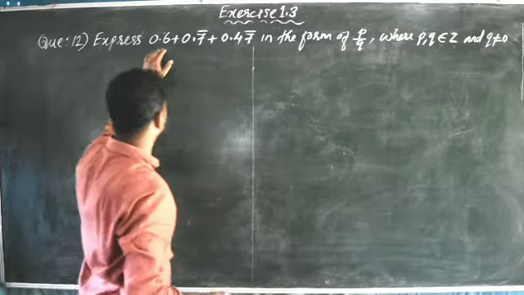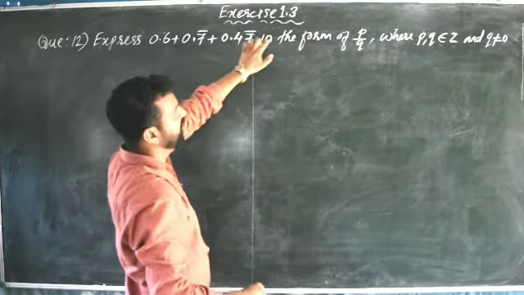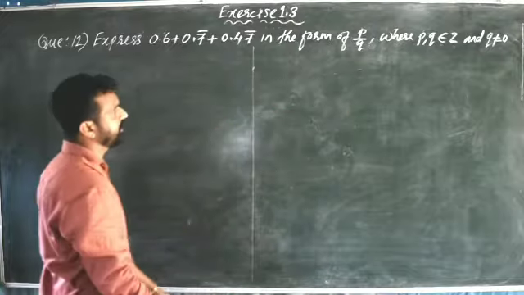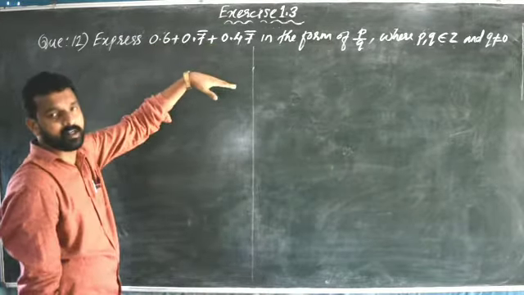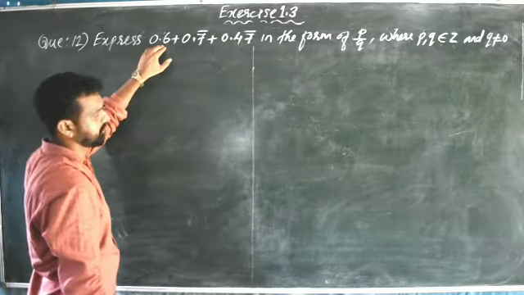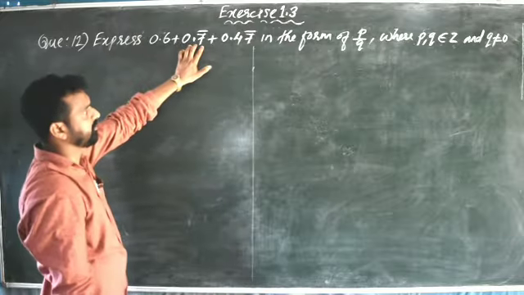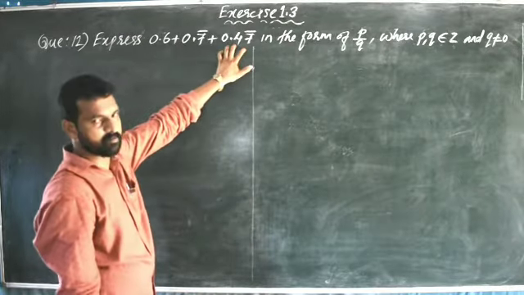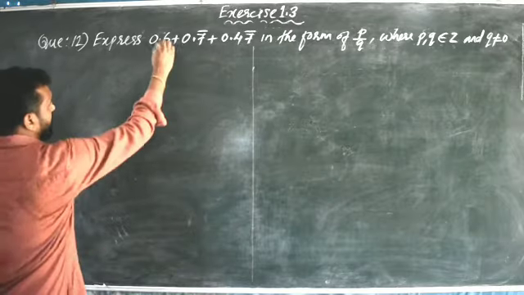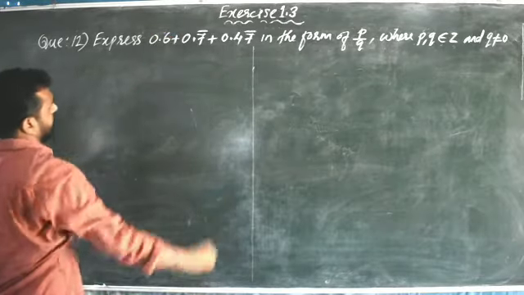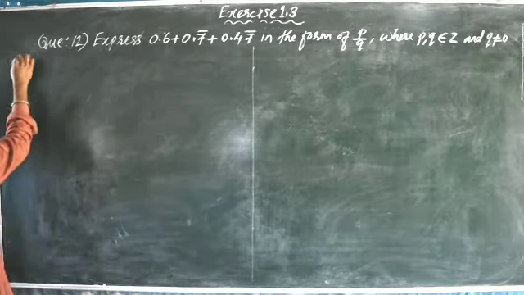So we have to express 0.6 plus 0.7 bar plus 0.47 bar in the form of P divided by Q. First we will express each separately, after that we will add them. That means 0.6 first in the form of P by Q, after that 0.7 bar, after that 0.47 bar, then we will add them and get the answer. So first we will represent 0.6 in the form of P divided by Q.